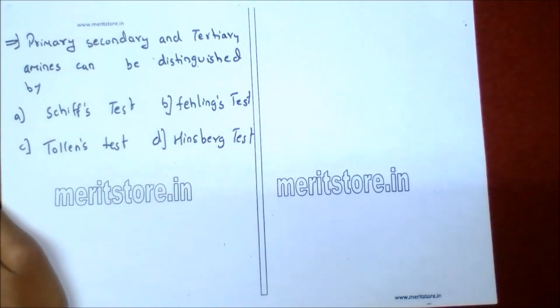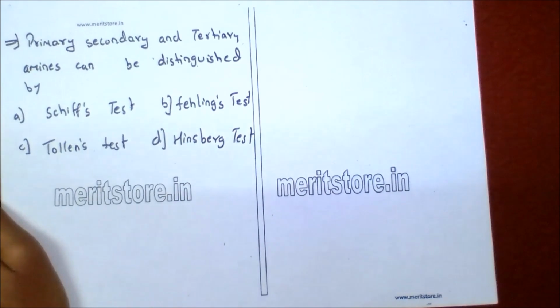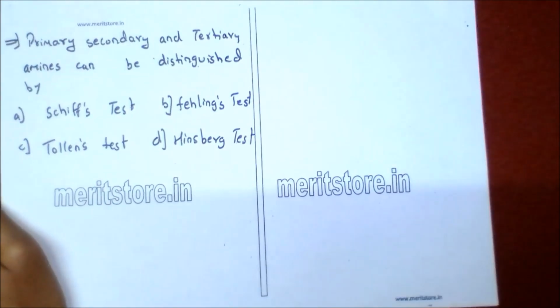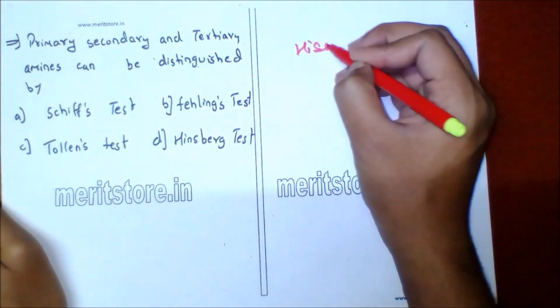Primary, secondary and tertiary amines can be distinguished by: A. Schiff's test, B. Fehling test, C. Tollens test, D. Hinsberg test. A mixture of primary, secondary and tertiary amines can be distinguished by Hinsberg's test.